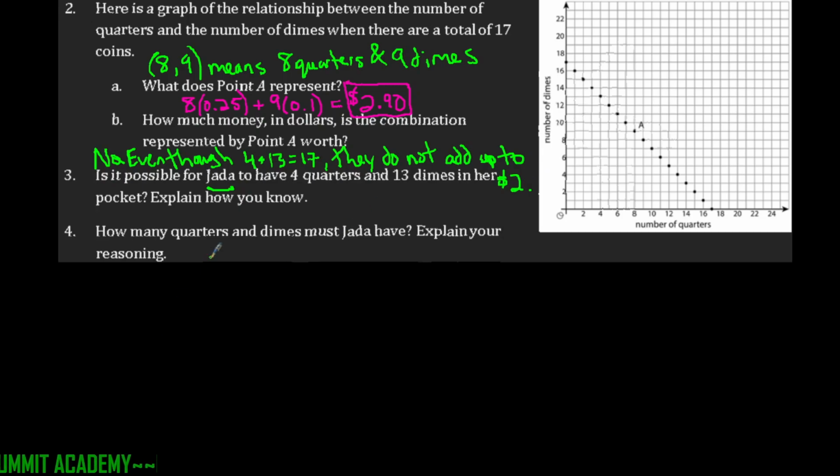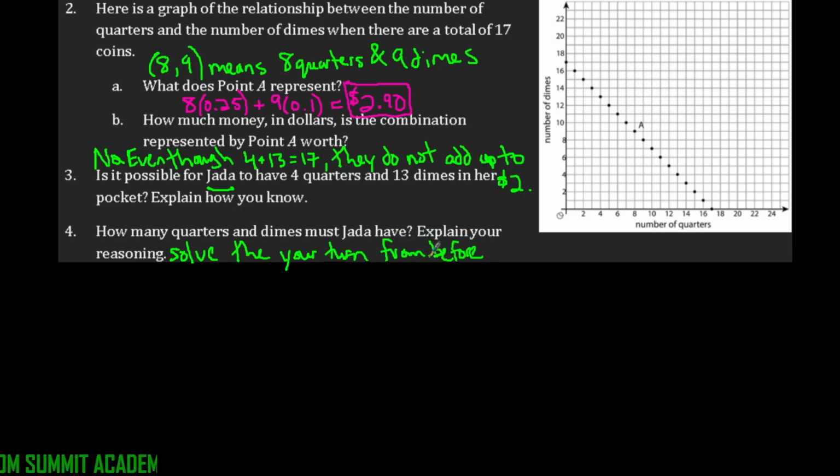So now it's saying, okay, well, how many quarters and how many dimes does Jada have? Well, I kind of gave you a hint on that last one, because if you solve your turn from before, then you should have the answer.